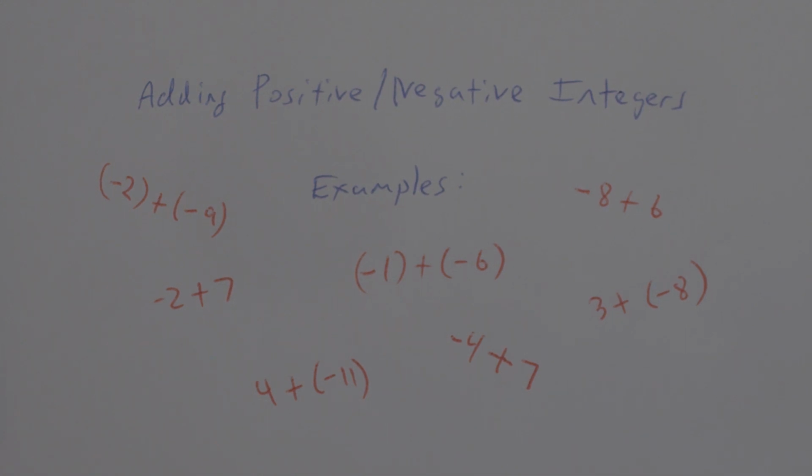Remember, the goal is that just by looking at a problem, you will be able to know what the answer is with confidence. If you look at this example here, you can see that we have -2 plus -9, which is -11. -2 plus 7, that's 5. 4 plus -11, that's -7. -4 plus 7, that's +3. And -1 plus -6, that's -7. 3 plus -8, that's -5. And -8 plus 6, that's -2. So if you can confidently do those, and you know you're accurate, go ahead and move on.